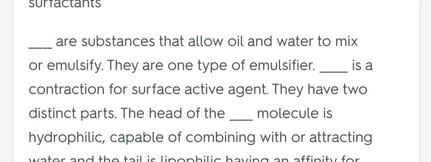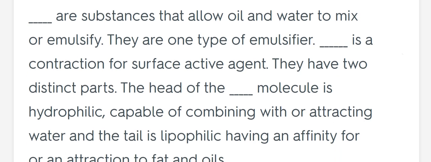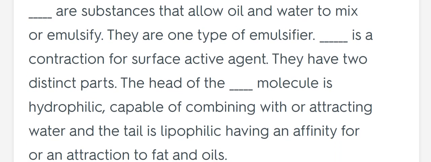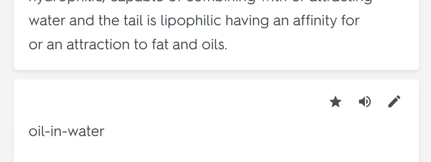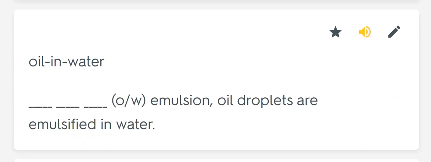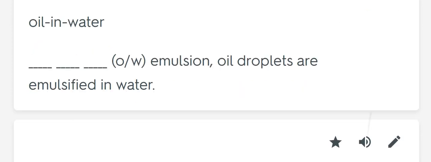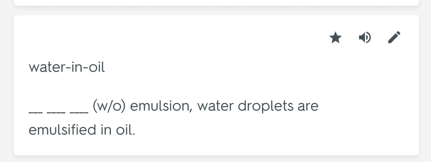Surfactants. Oil in water. Blank emulsion. Oil droplets are emulsified in water. Water in oil. Blank blank emulsion. Water droplets are emulsified in oil.